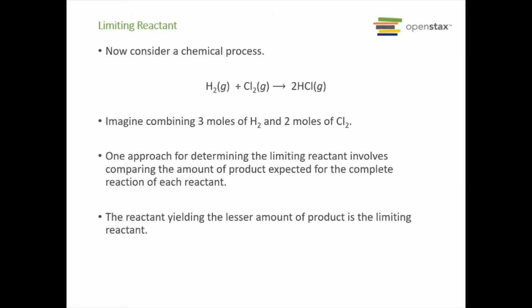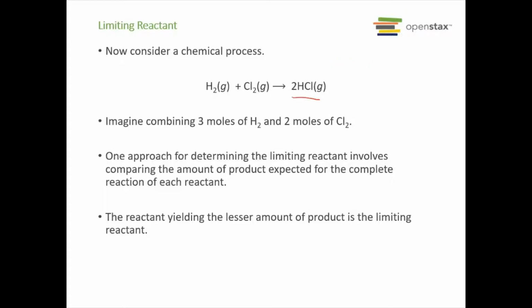So now let's consider an actual chemical reaction. For instance, we have hydrogen gas reacting with chlorine gas to make hydrogen chloride. So as you can see, it's 1:1 hydrogen to chlorine gas to 2 for HCl. And let's say we have 3 moles of hydrogen and 2 moles of chlorine. So we have to figure out which one is our actual limiting reactant before we can say how much product we can make. Okay, so the one that makes the lesser amount of product is our limiting reactant.